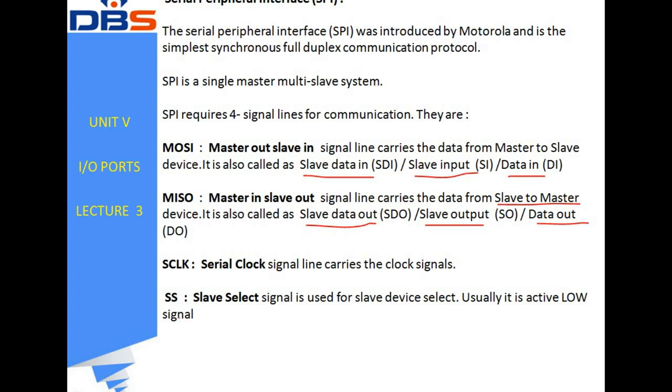And coming to the next one, SS, which is slave select. As I have already told you, we have only one master and multiple slaves, and which slave will receive the data the master is sending is decided by this SS pin. I repeat, the slave to which the data is to be sent from the master will be decided by this slave select pin.